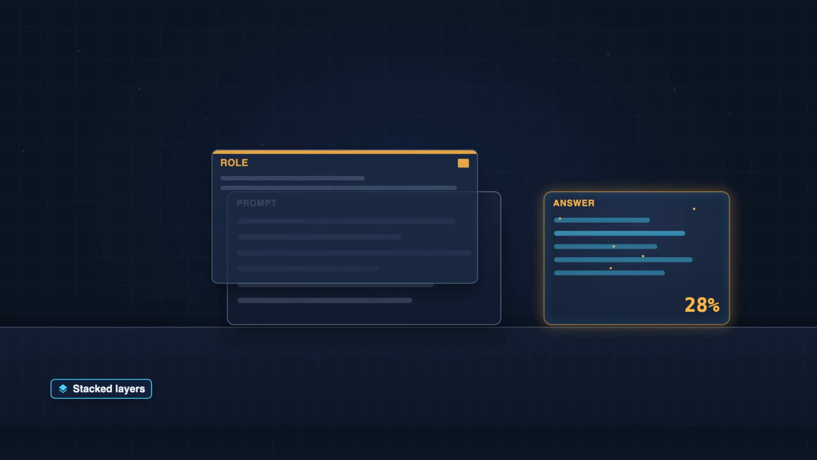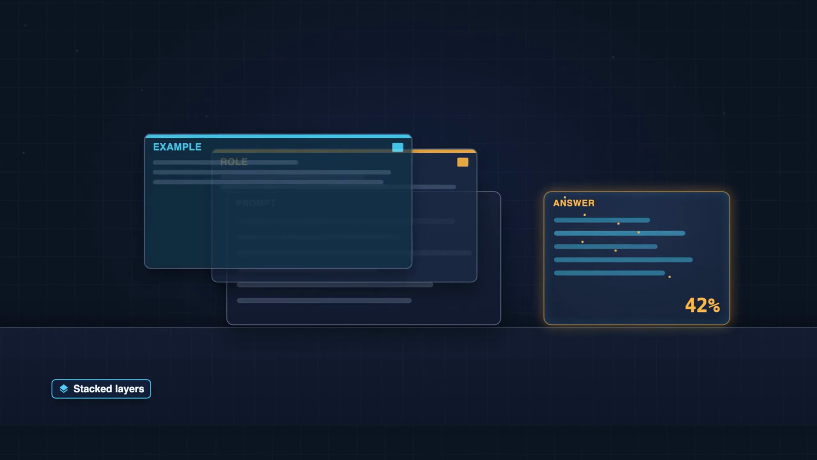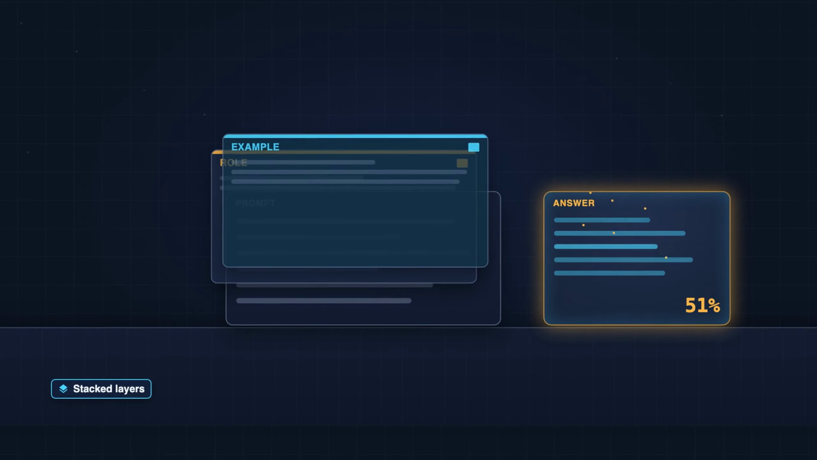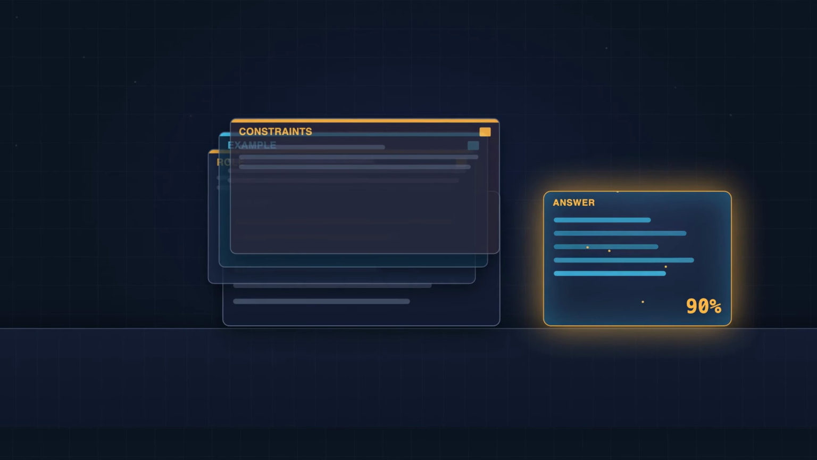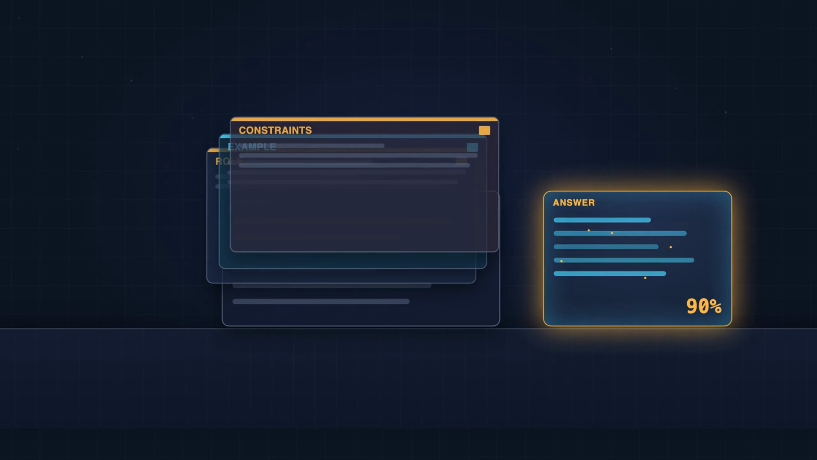And here's the real unlock, the thing that separates good prompters from great ones. The biggest gains don't come from one pattern in isolation. They come from stacking them. A clear role plus one strong example plus hard constraints all on the same prompt. That is how the 90% actually happens. One line each layered together.